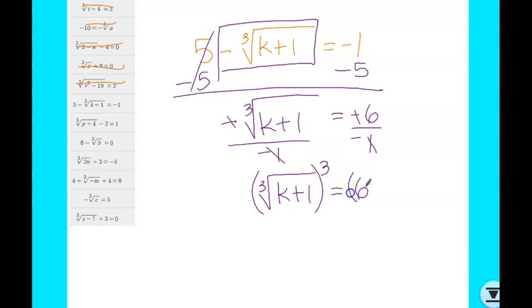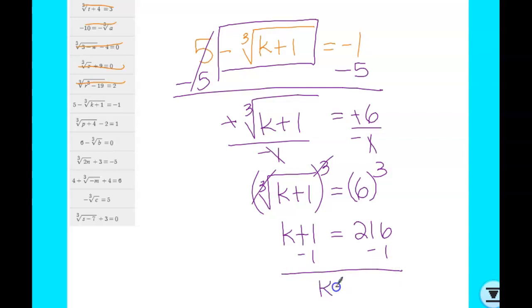We're going to cube both sides so that we can do the inverse operation here and just get k plus 1 is equal to 216. Subtract 1 from both sides, and we get k is equal to 215.